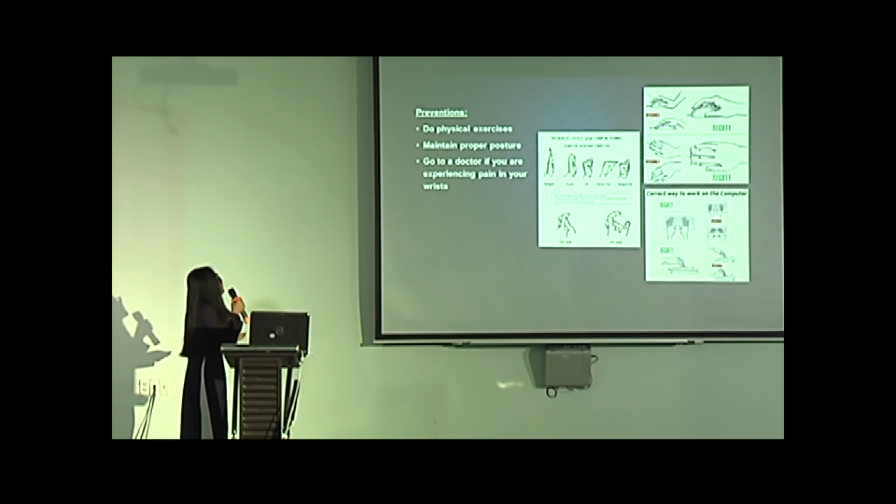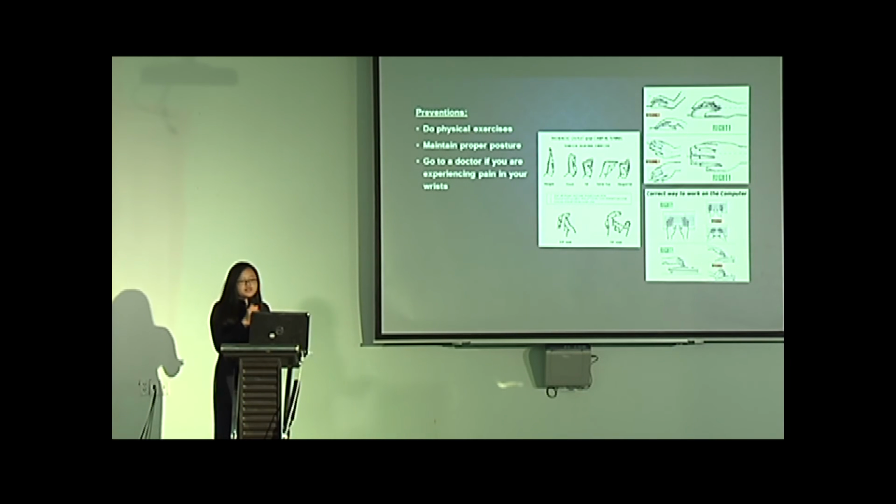Now I will move on to prevention. First of all, you should do physical exercises. There are some postures that you can do with your hand and wrist, like the straight, the hook, the fist, the tabletop, and the straight fist. And there are some postures that you can do with your joints, like the DIP joint and the PIP joint.